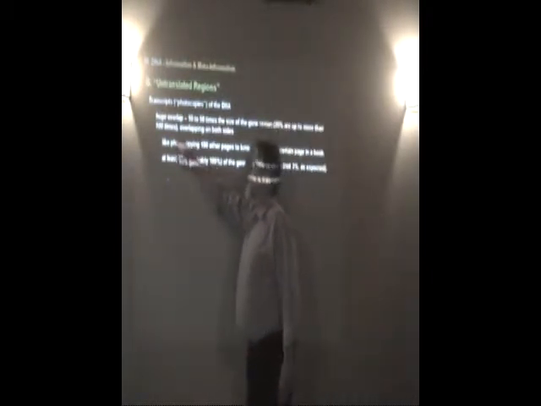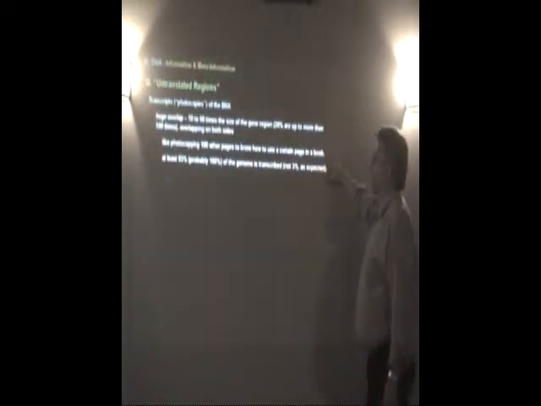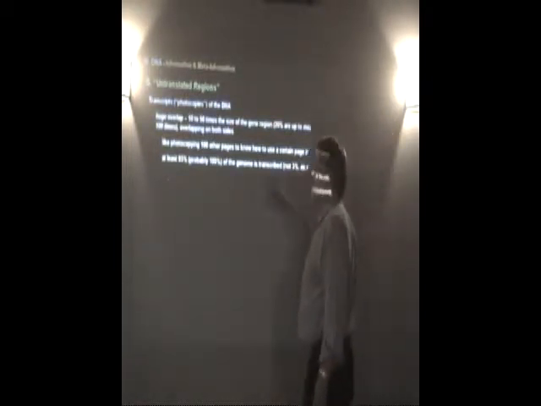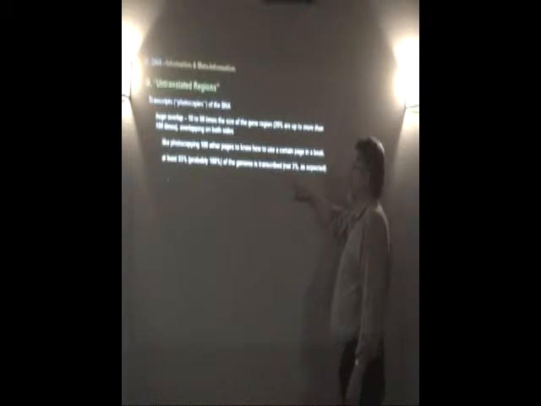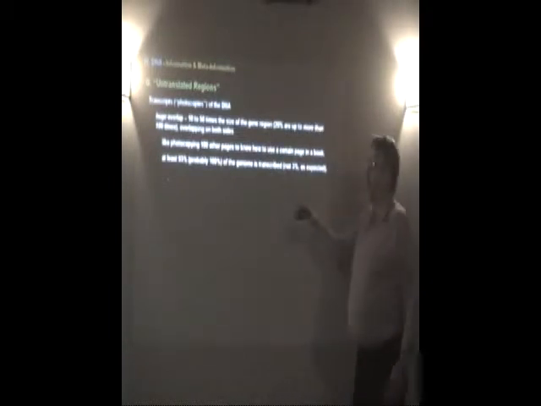So why is it doing this? It's like photographing 100 other pages to know how to use a certain page in a book. At least 93%, probably 100% of the genome is transcribed, not just the 3% of the gene region. You have basically all of the DNA in action when RNA is copied, when a protein is then formed. Why is that happening?